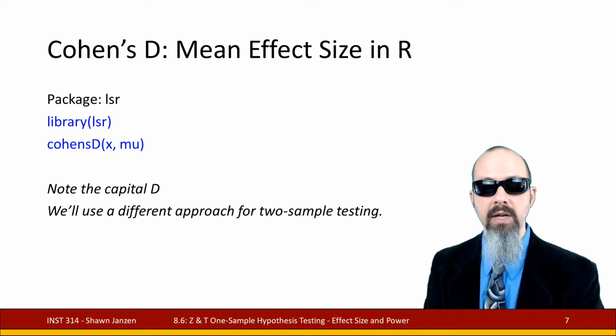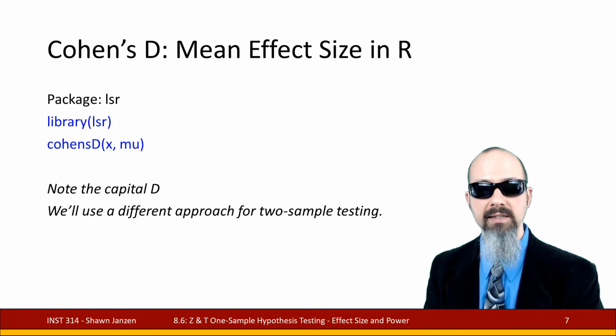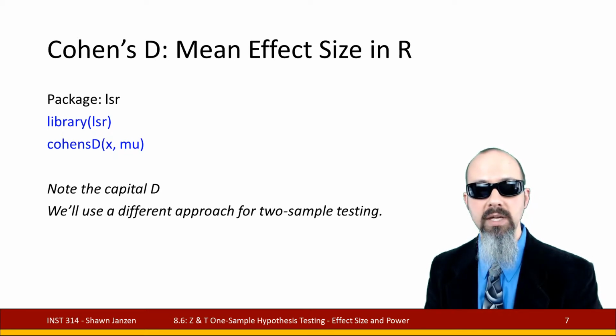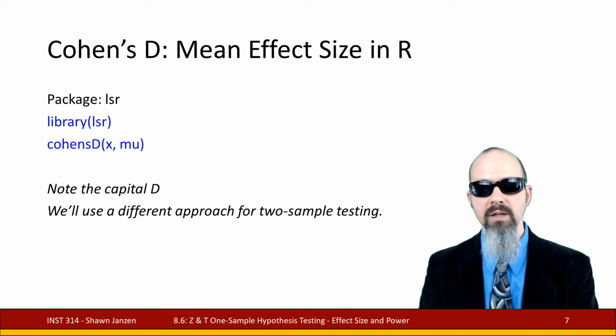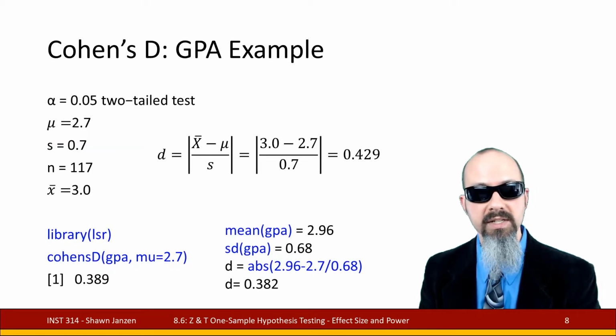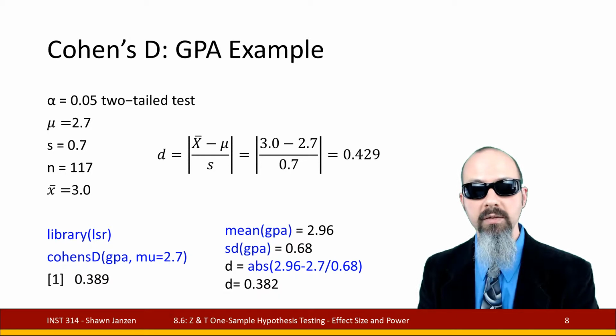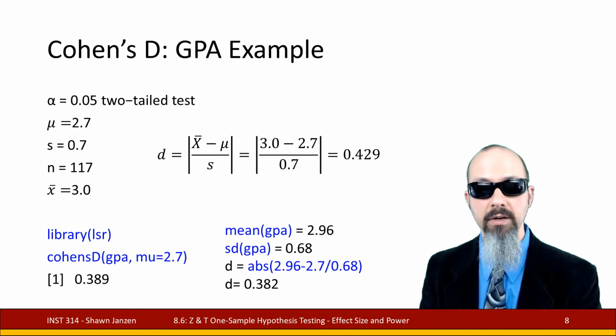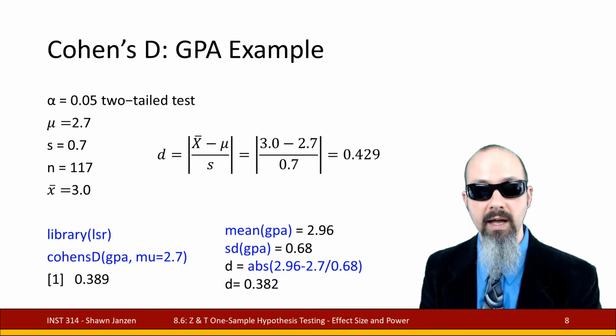Then we input x and mu, where x is the average and mu is the average from it. When you specify x, x has to be a vector of data. So using the cohensD approach, we're going to flip back to our GPA example that we had before. I already had a vector of data from a sample of 117 students where we checked their GPA to see if they were going to be different from the education department's GPA.